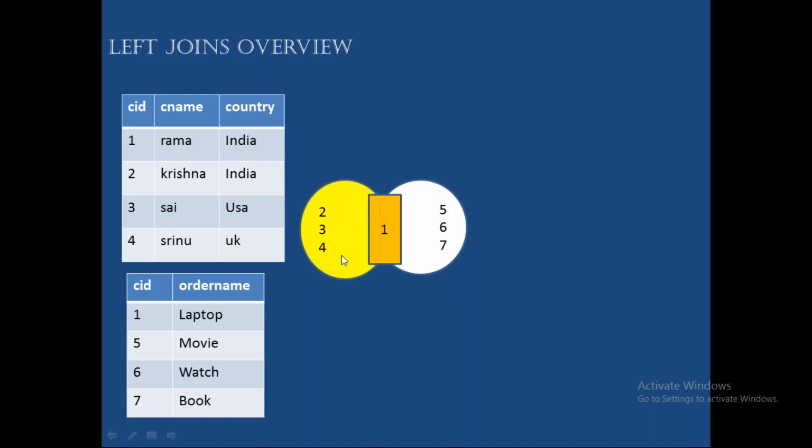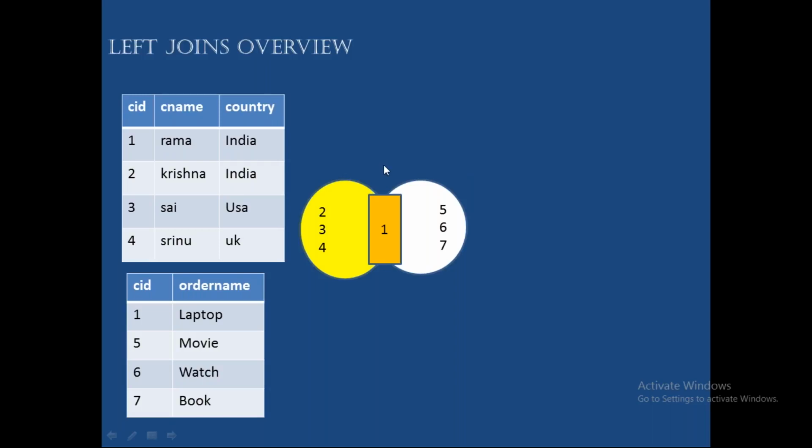But now my question is, I don't even want to consider my common record. I want to get only the records which are available in the left table. That is the requirement. So what happens when I do the left join? I will get 2, 3, 4. But what will be the values of the respective order name? For this matching record, the order name will be laptop. For these records, what will be the values?